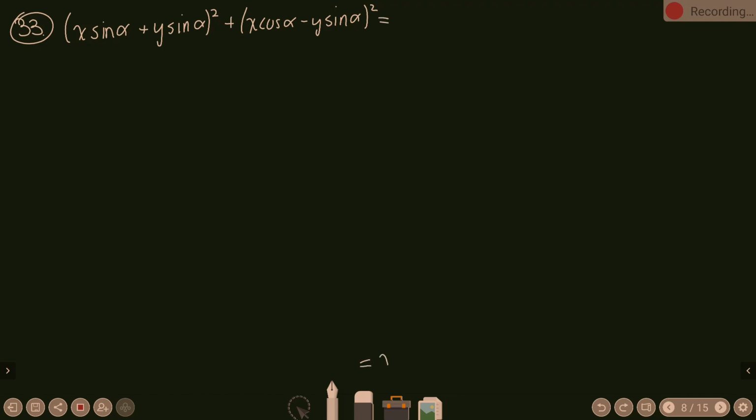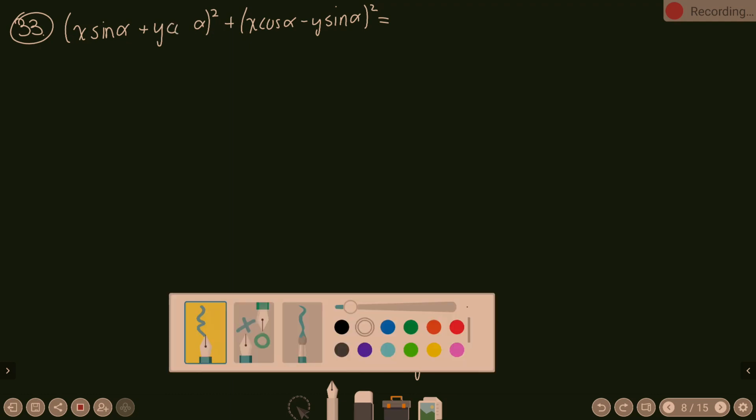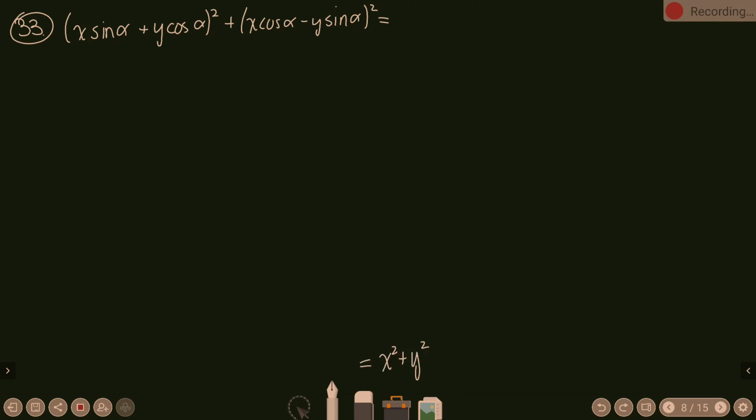And that's supposed to somehow magically become x squared plus y squared. Okay? Now, important fact, did I copy it right? Oh, I didn't copy it right. I knew something seemed wrong. Does anyone care that I didn't copy it right? Is that the only piece I didn't copy right? Yeesh. Sorry. Okay, x sine alpha plus y cosine alpha, quantity squared, plus x cosine alpha minus y sine alpha, quantity squared.